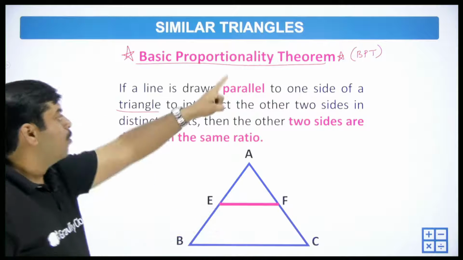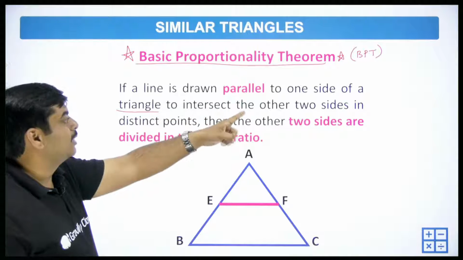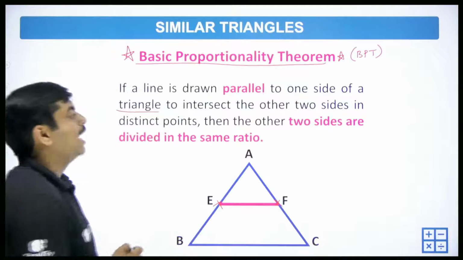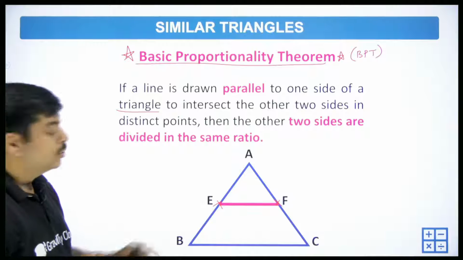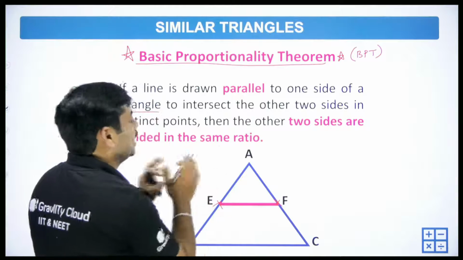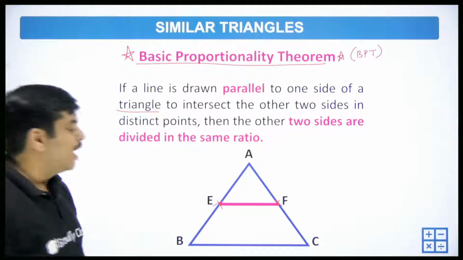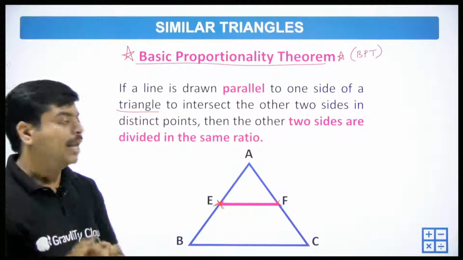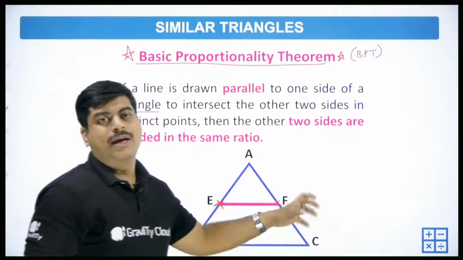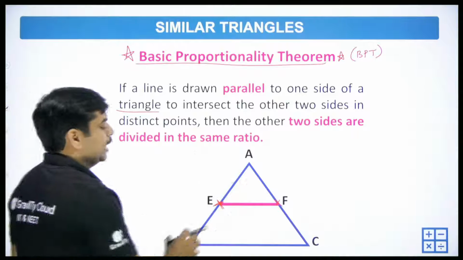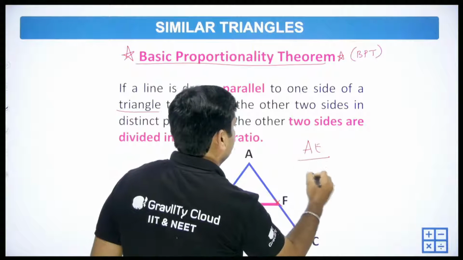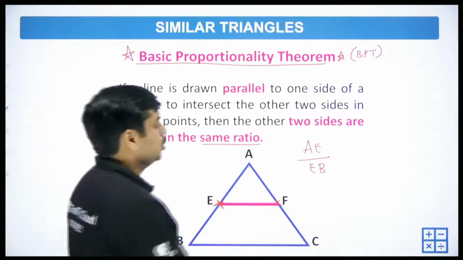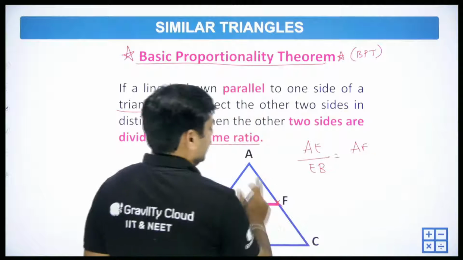EF parallel to BC, right? One side parallel on the triangle to intersect the other two sides in distinct points E and F. Then the other two sides are divided in the same ratio. That means E divides AB in some specific ratio as F divides AC. E dividing AB means the ratio AE by EB. The same ratio means AE by EB is equal to AF by FC.